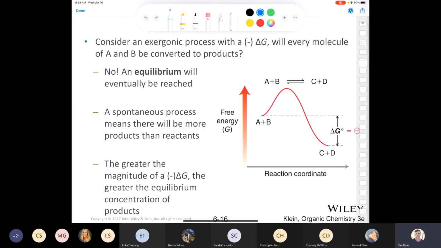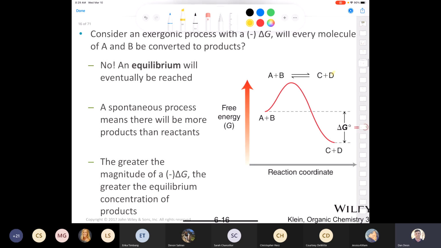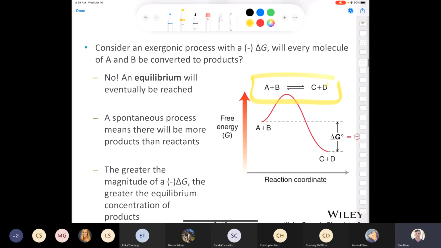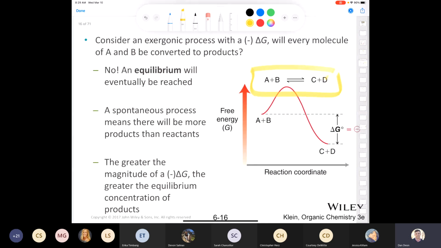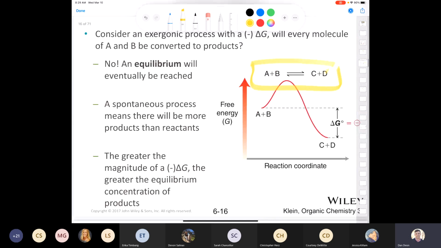So if we think about an exergonic process, a spontaneous process, you're like, good, I ran all the numbers, I did all the calculations, and my delta G is negative. Is every single molecule of A and B of your reactants going to be converted into products in this reaction if your delta G is negative? The answer is no. It really depends. But generally speaking, the answer is no, because you're going to reach an equilibrium, right?